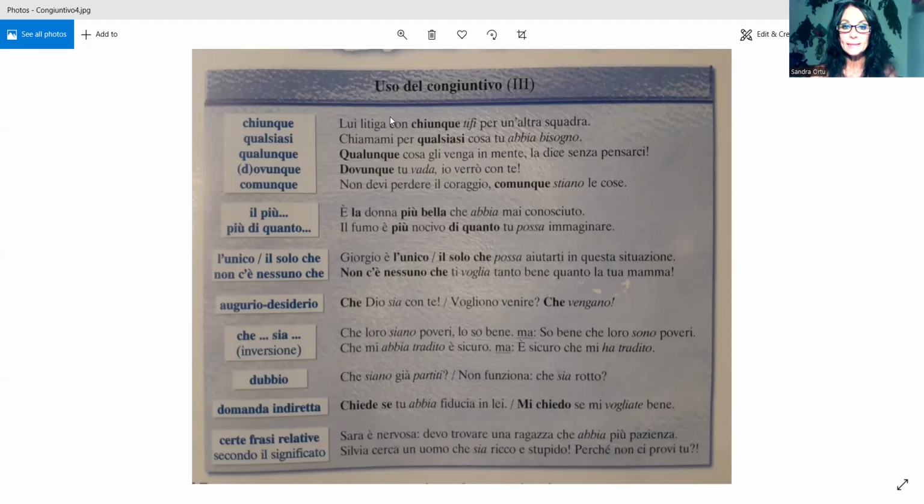Lui litiga con chiunque tifi per un'altra squadra. He argues with whoever supports another team. So here we have chiunque, whoever, and then followed by the verb in the subjunctive. Let's see a few more. Chiamami per qualsiasi cosa tu abbia bisogno. Call me for anything or whatever you may need.